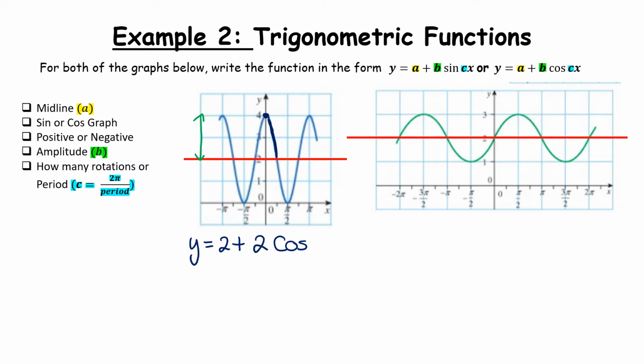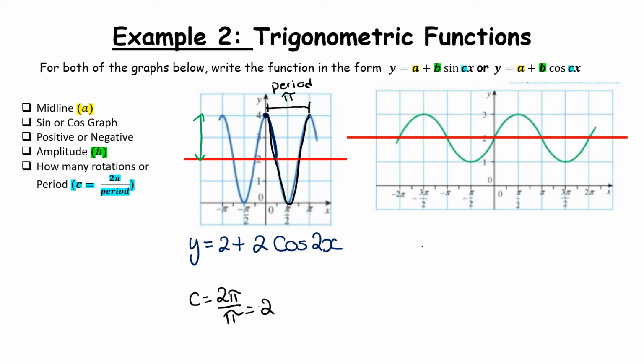And now I'm looking at my C. Can I use how many rotations? The answer is no, because it doesn't go to 2 pi. But I can see if I go down, up, and back to where I started, that gives me my period, which is pi. So to work out C, it's 2 pi divided by pi, which is equal to 2. That gives me my value for C. So I get 2x, and that's my answer.